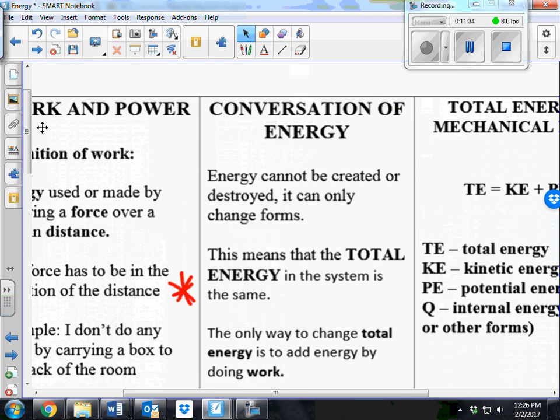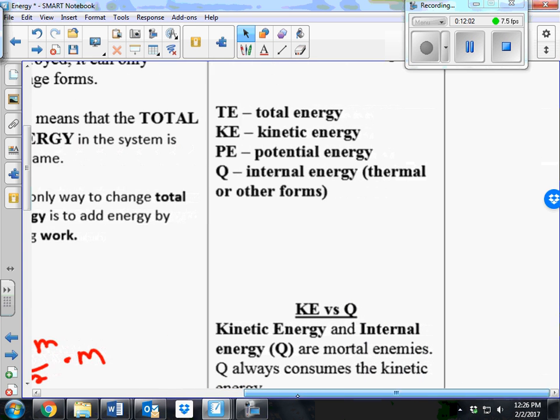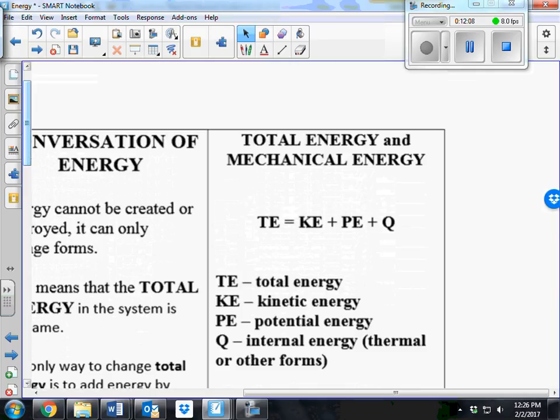So the last part of what I need to show you, and we'll be done with energy, is conservation of energy. Energy cannot be created or destroyed. It can only change forms. This means that the total energy of the system is the same. So as long as I'm not doing work on the system, aka putting energy into the system, the total energy doesn't change. The only way to add energy is to do work on the system, or subtract energy, aka doing work on the system through friction, which leads us to total energy, mechanical energy.